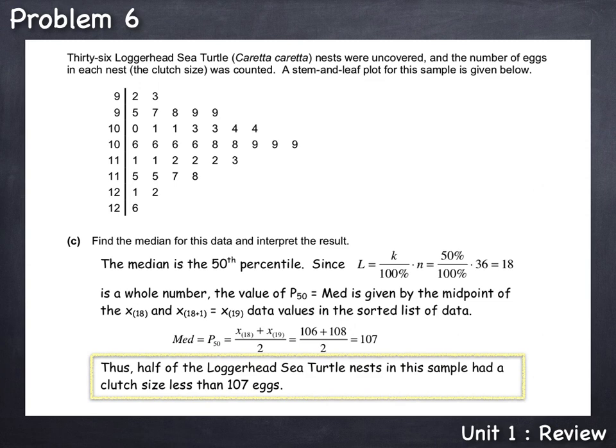Here in part C, we calculated the median on our own. You also have the option to enter all this data that's displayed in the stem and leaf plot into a list in your calculator, and then use the onevarstat command to calculate the median. If you were to do this, you would get the same answer of 107. Either way you do it, just show your work, and if you did it correctly, you'll get the right result.